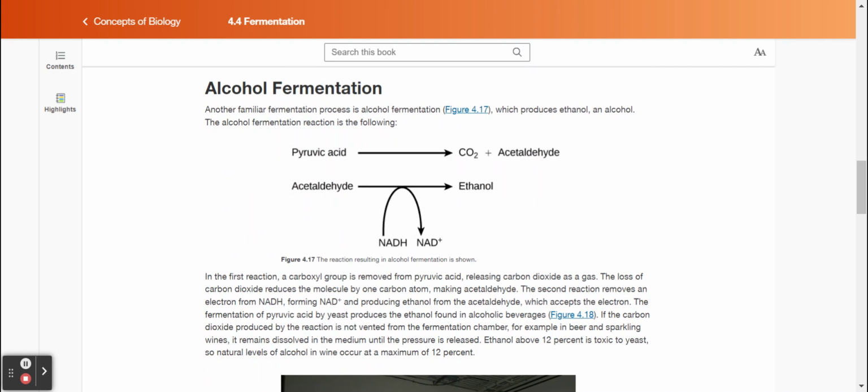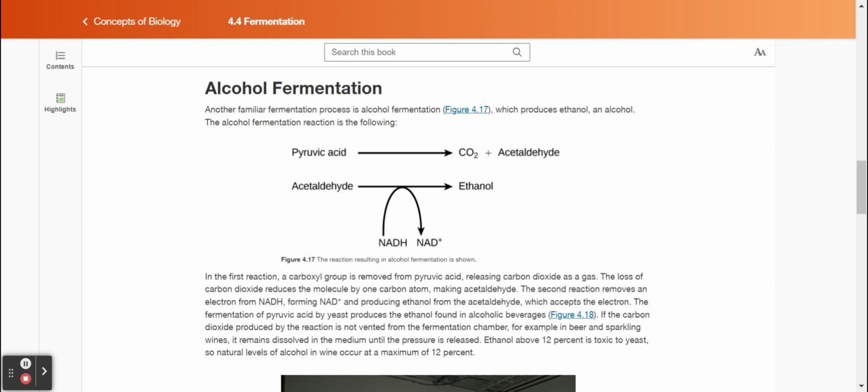Alcohol fermentation. Another familiar fermentation process is alcohol fermentation, which produces ethanol, an alcohol. The alcohol fermentation reaction is the following. Figure 4.17. The reaction resulting in alcohol fermentation is shown. In the first reaction, a carboxyl group is removed from pyruvic acid, releasing carbon dioxide as a gas. The loss of carbon dioxide reduces the molecule by one carbon atom, making acetaldehyde. The second reaction removes an electron from NADH, forming NAD+ and producing ethanol from the acetaldehyde, which accepts the electron.